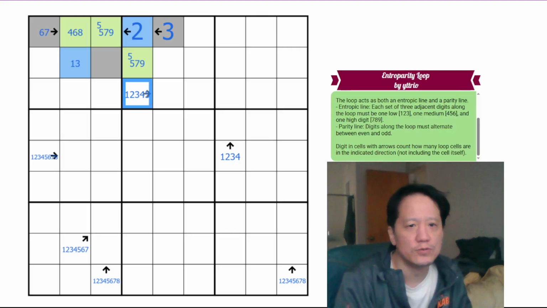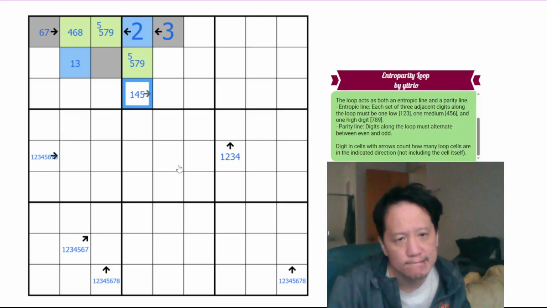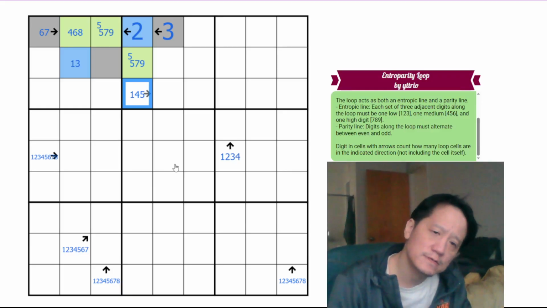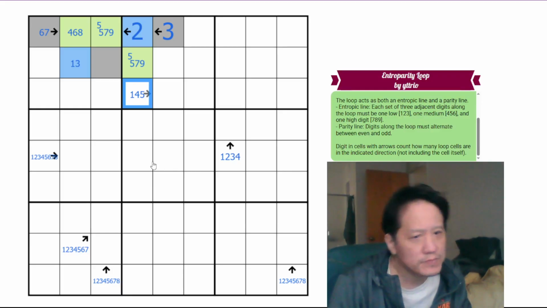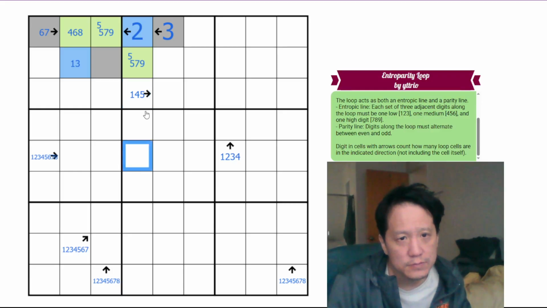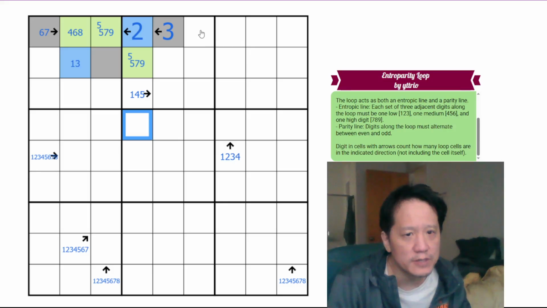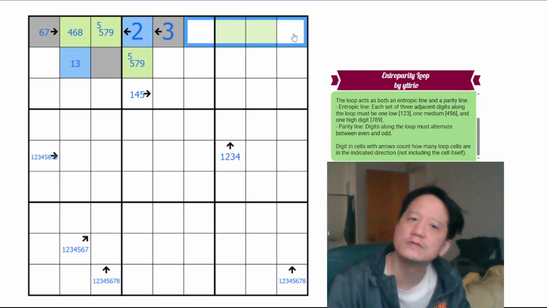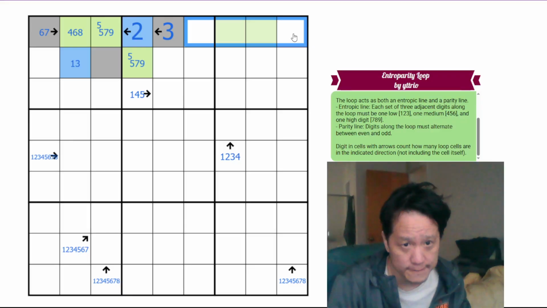This can't be 2 or 3. That means it must be either 3 cells, 3 cells, or 4 cells. So these are on the loop also. Guaranteed. And we're either 3 cells, or 4 cells. Okay.